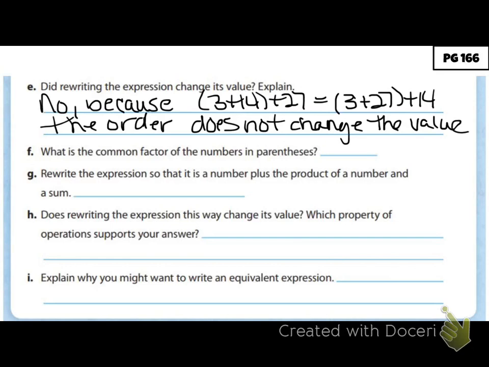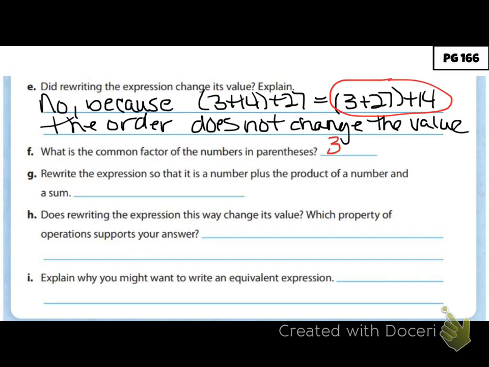F, what is the common factor of the number in parentheses? So let's look at the one we just wrote, 3 plus 27 plus 14. So if we're looking at our two numbers in the parentheses, what is the common factor of 3 and 27? If we worked it out to find our greatest common factor, we would find that it would be 3.